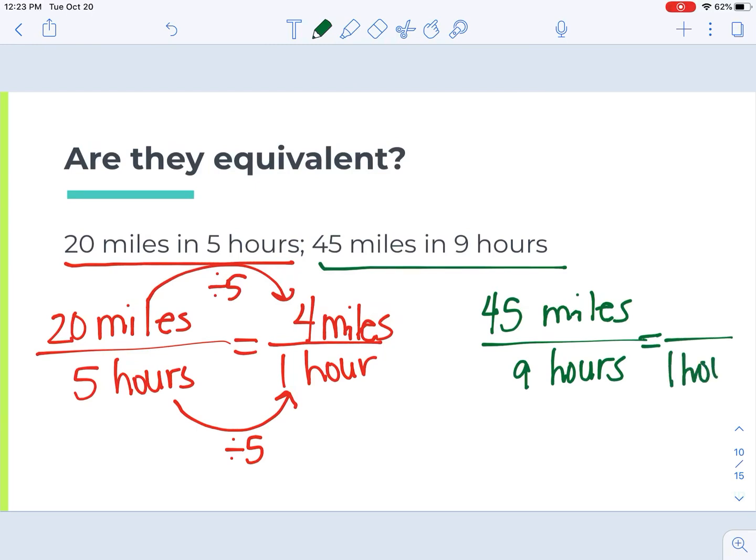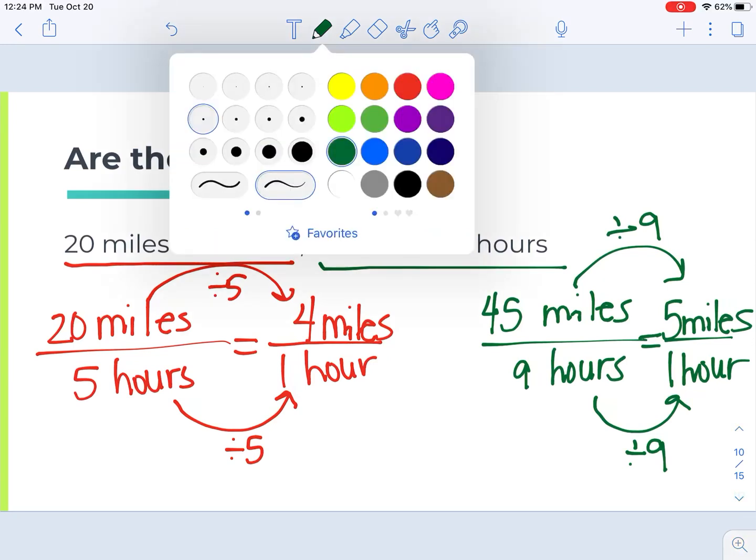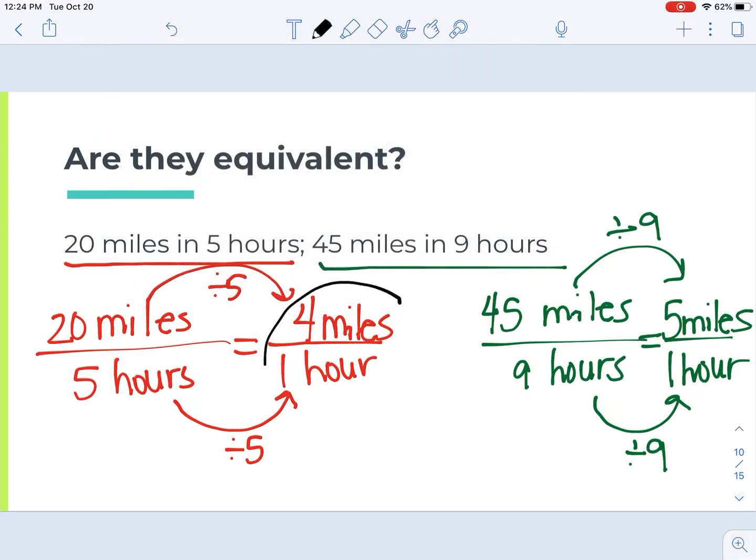How about the other person? How far are they going each hour? This time we're dividing by 9. And 45 divided by 9 is 5. So I know that those are not equivalent because this person over here, or animal or whatever, is going 4 miles every hour, but this one is going 5 miles every hour. So they are not equivalent.